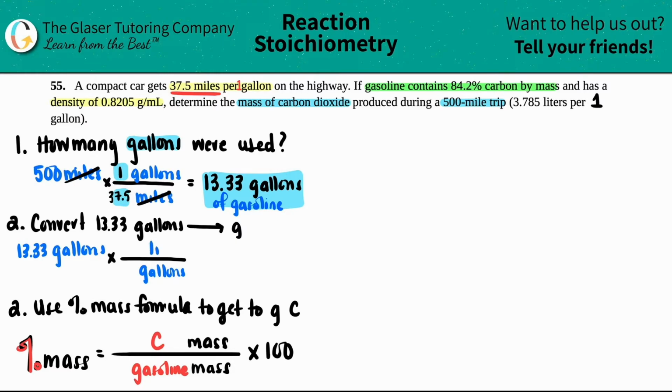So, we're doing gallons. And then liters go up on top. The number that they gave us was 3.785 to every 1 gallon.